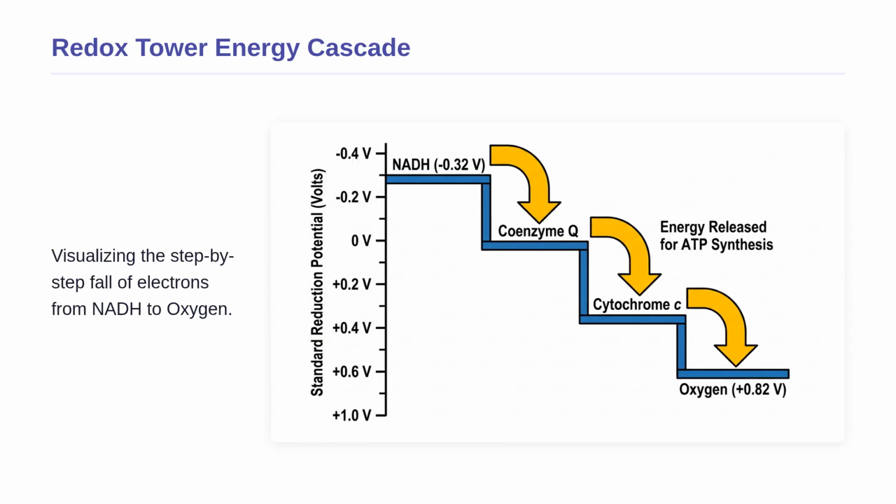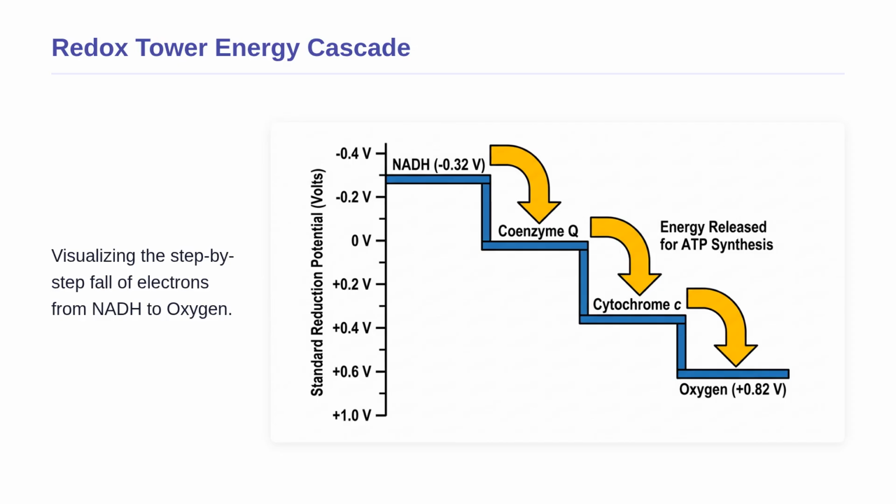Let us visualize everything we have learned by looking at this diagram of the redox tower. On the vertical axis, we have the standard reduction potential in volts, starting negative at the top and becoming highly positive at the bottom. Notice the staircase structure.